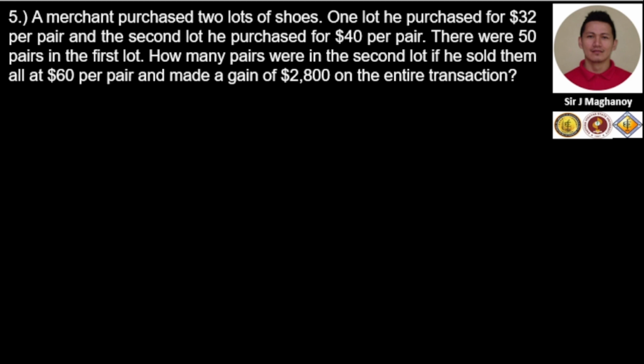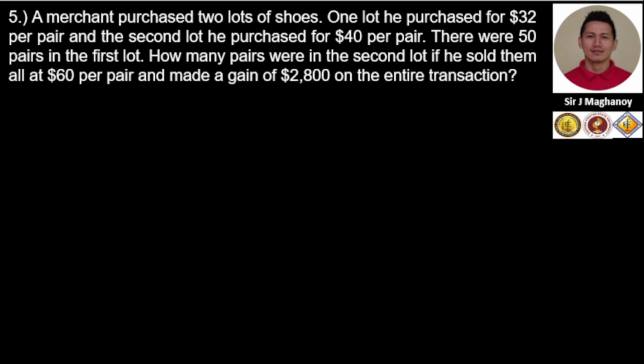Example number 5. A merchant purchased 2 lots of shoes. 1 lot he purchased for $32 per pair, and the second lot he purchased for $40 per pair. There were 50 pairs in the first lot. How many pairs were in the second lot if he sold them all at $60 per pair and made a gain of $2,800 on the entire transaction?